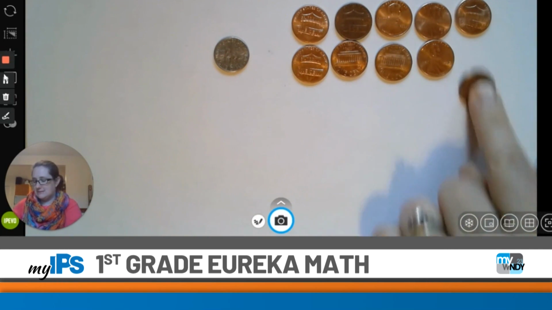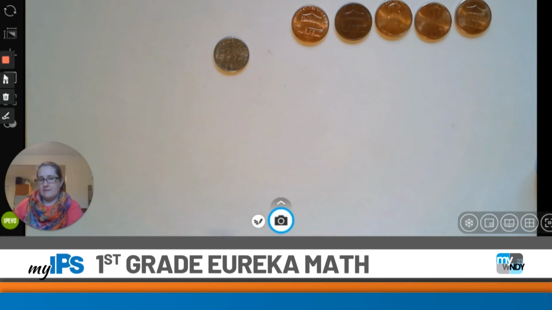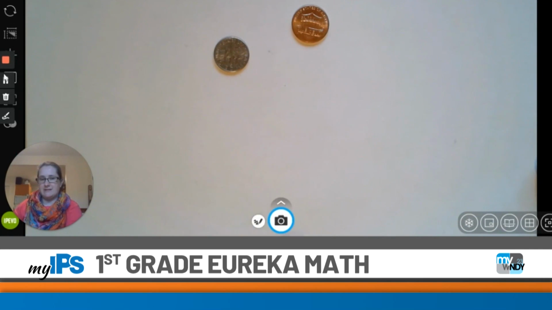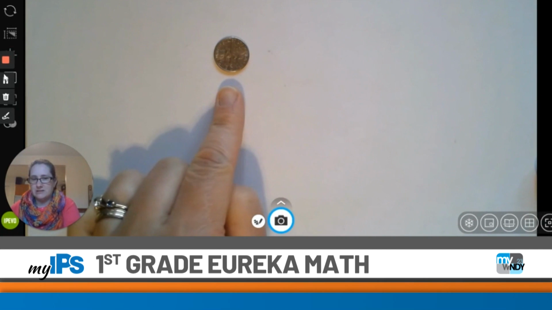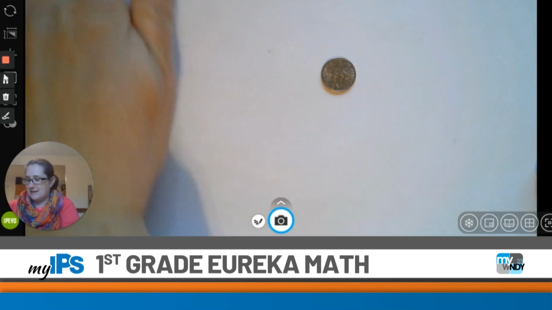20 cents, 19 cents, 18 cents, 17 cents, 16 cents, 15 cents, 14 cents, 13 cents, 12 cents, 11 cents, 10 cents. If we wanted to exchange our dime that's equal to 10 cents for pennies, how many pennies would we need? Did you say 10 pennies? Let's get 10 pennies.